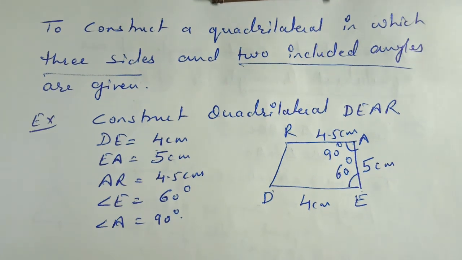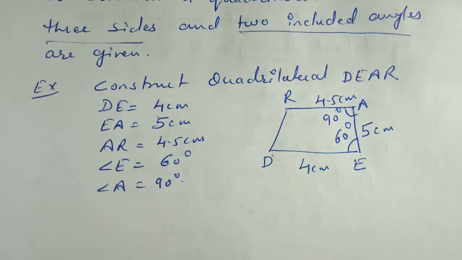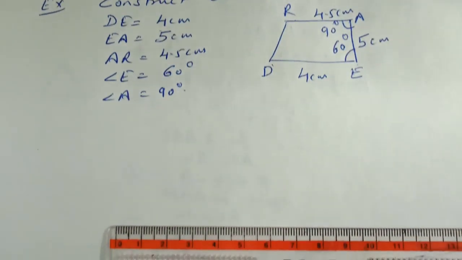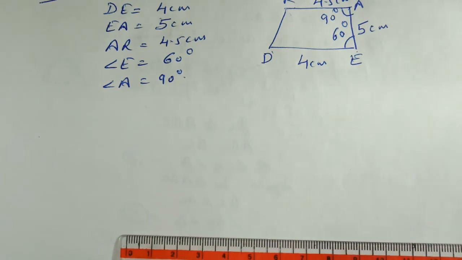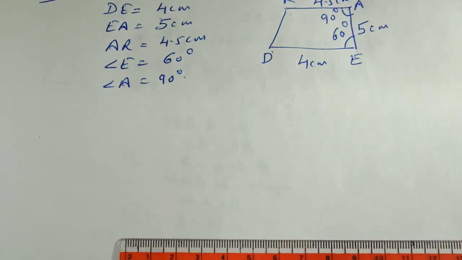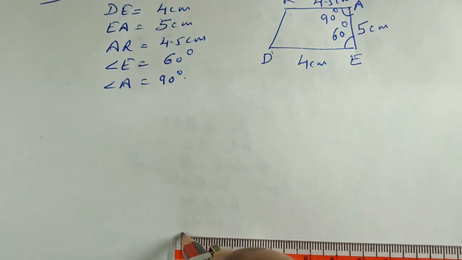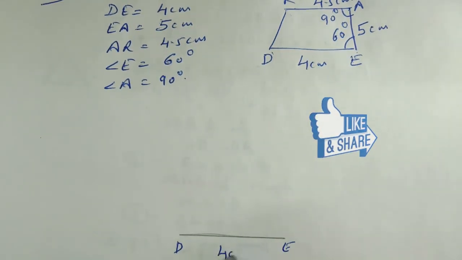So let us start. Following the rough sketch, we're going to start the construction. First of all, we're going to draw the base, that is DE, and its measurement is given as 4 centimeter. So first of all we're going to draw a line of length 4 centimeter. This is DE, it is 4 centimeter.